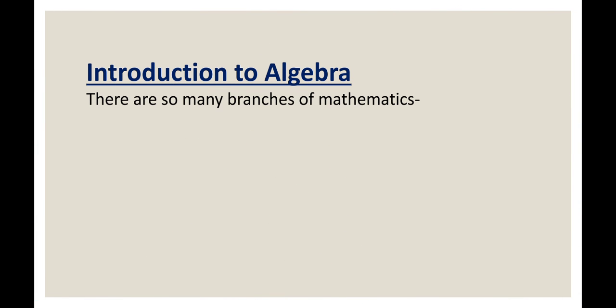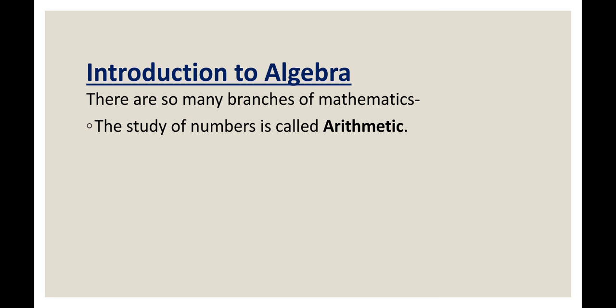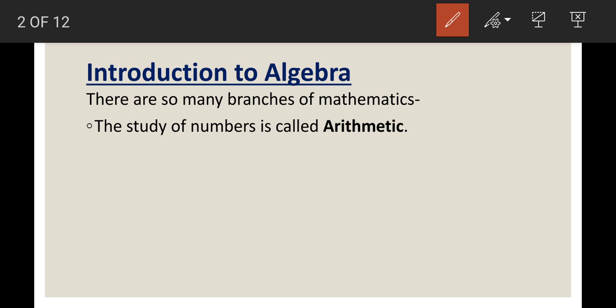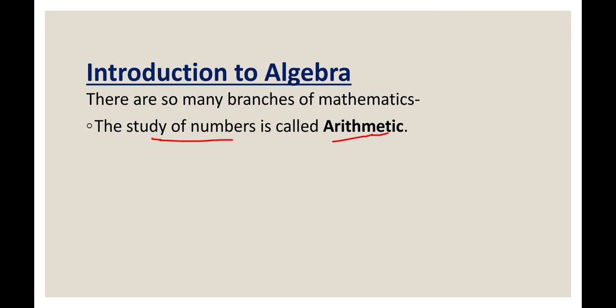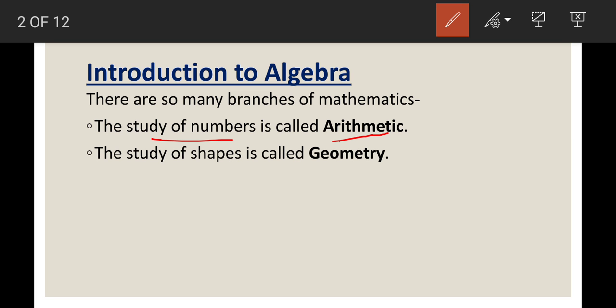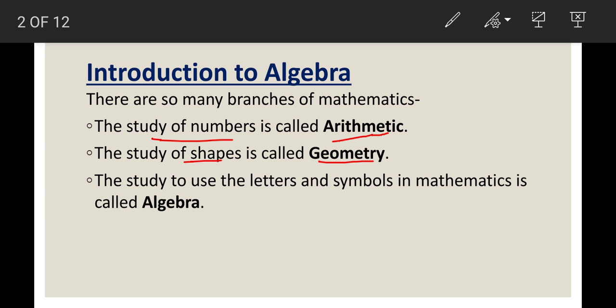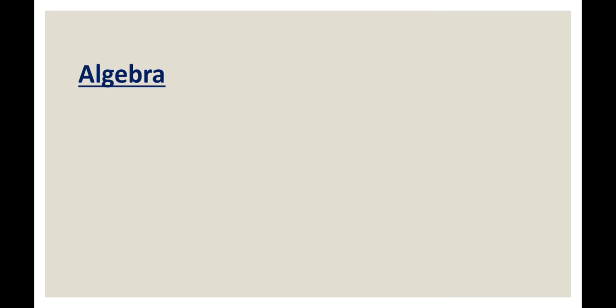There are so many branches of mathematics. The branch of mathematics that deals with the study of numbers is called arithmetic. Second, the branch of mathematics that deals with the study of shape, or we can say measurement, is known as geometry. Third, the branch of mathematics that deals with the use of letters and symbols at a time is known as algebra. So here we will discuss algebra.